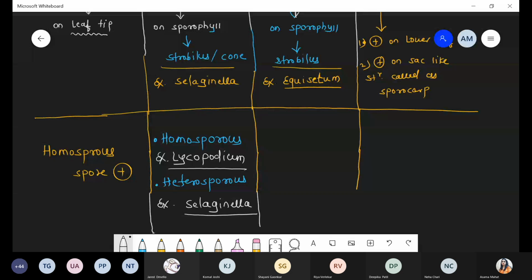Third class, Pteropsida. Inside this Pteropsida, again only one type of spores is present, that is homosporous, so there is no need to remember an example.